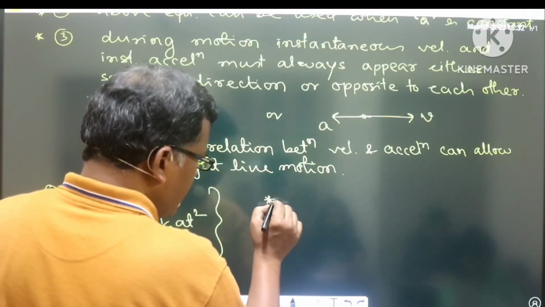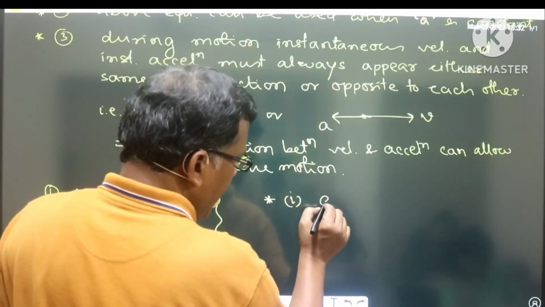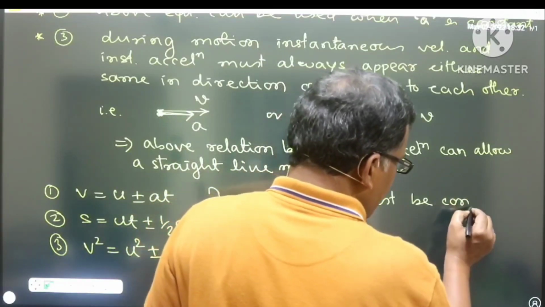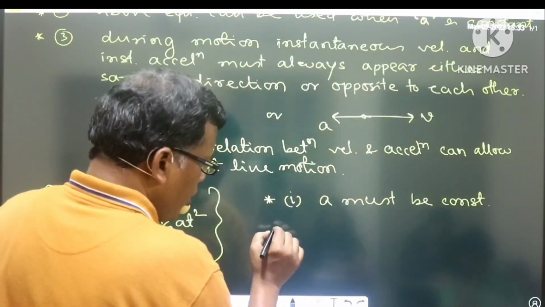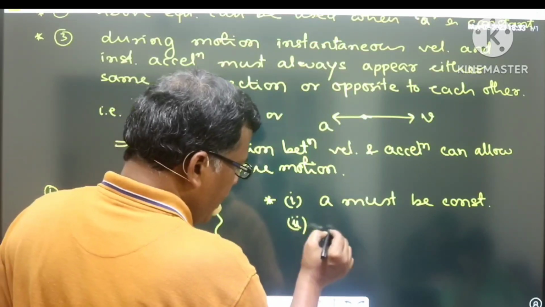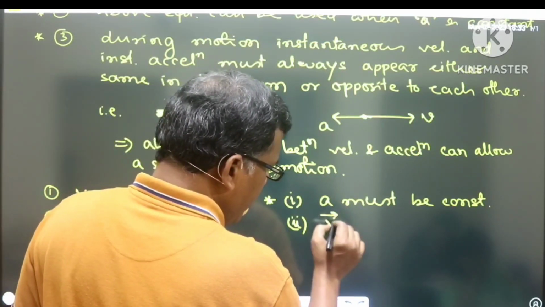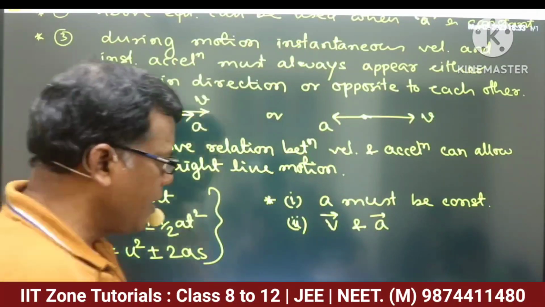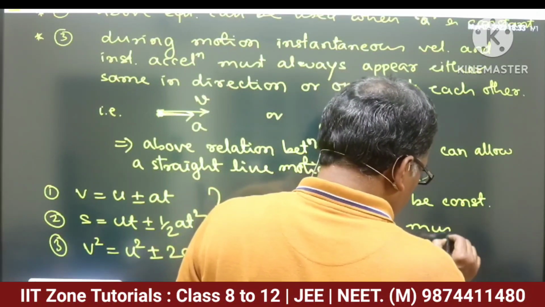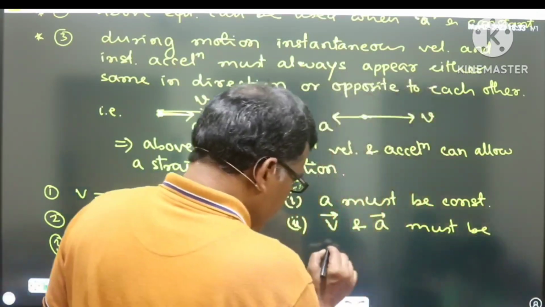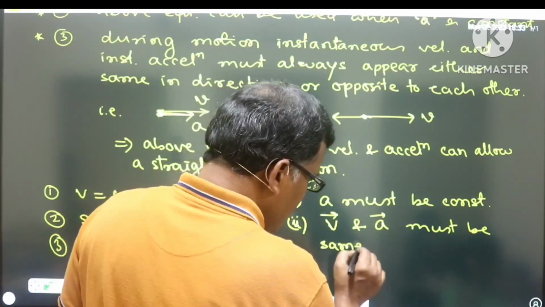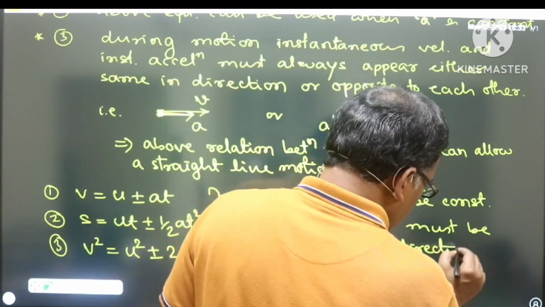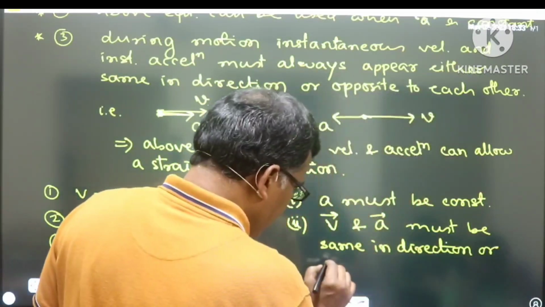First and important concept, first point: a must be constant. A must be constant. And second point: vector v and vector a, okay, vectorial I am writing. Vector a and vector v must be same in direction or opposite in direction.